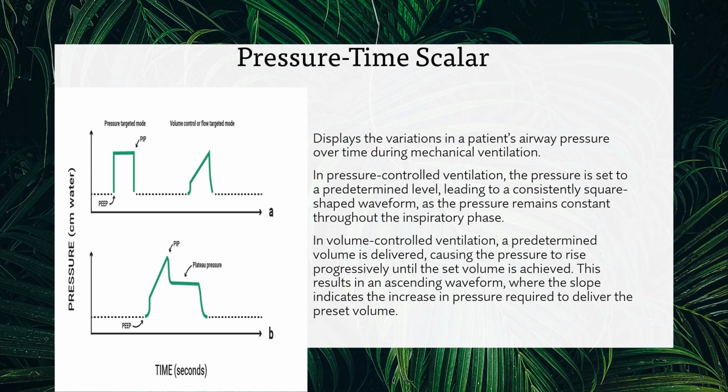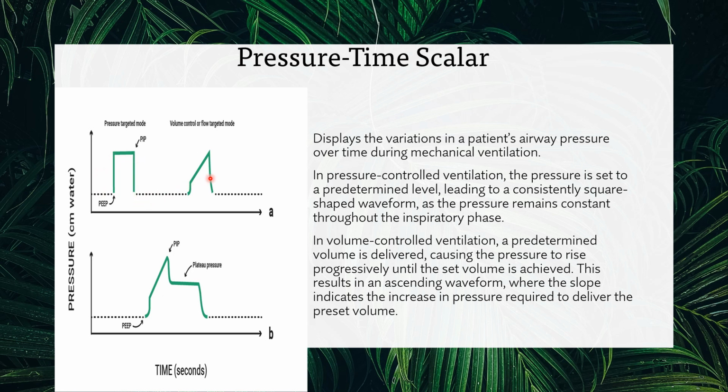The first waveform represents a controlled mechanical breath on pressure controlled mode, indicating a uniform application of pressure throughout the inspiratory phase, as the pressure is set to a predetermined level and it remains constant throughout the inspiratory phase, leading to a consistently square shaped waveform.